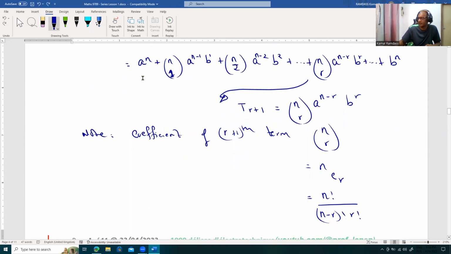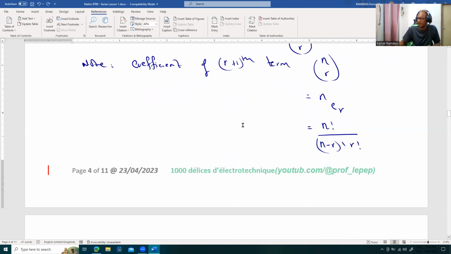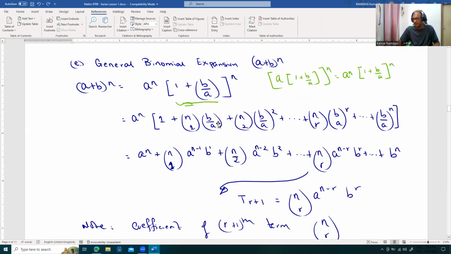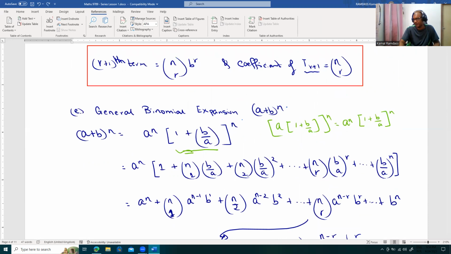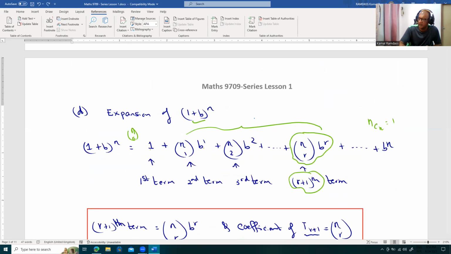And then, nous allons dire que the term in the r plus 1 term, c'est nCr times a to the power of n minus r multiplied by b to the power of r. Et the coefficient of the r plus 1 term, nous allons écrire comme ça, ou bien nous expander comme ça. OK? Et the coefficient of the r plus 1 terms in this expansion, binomial expansion, is the same as the coefficient of the r plus 1 term in this binomial expansion. Ni pareil.